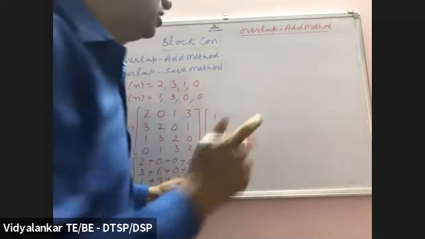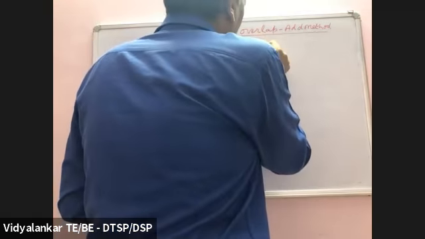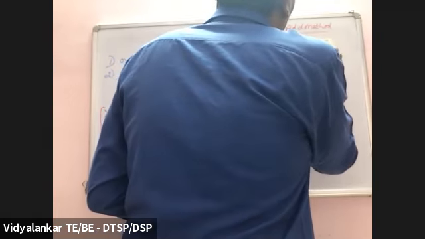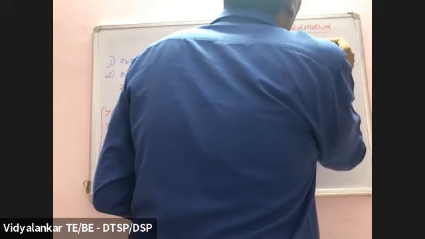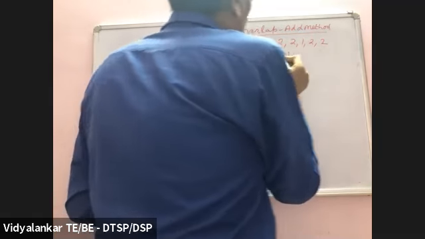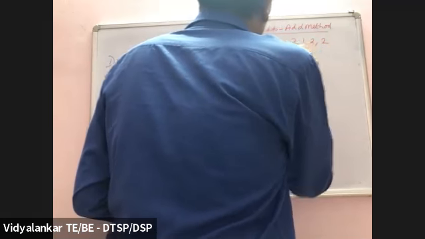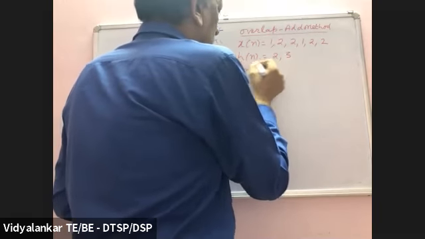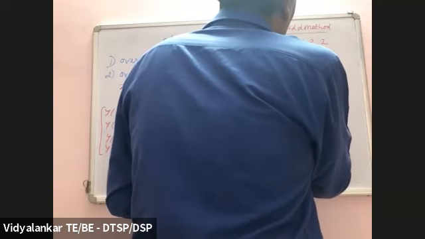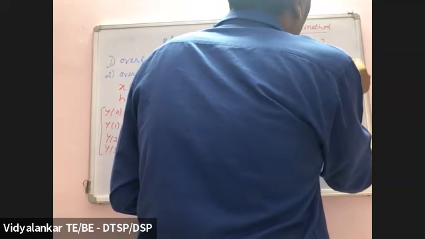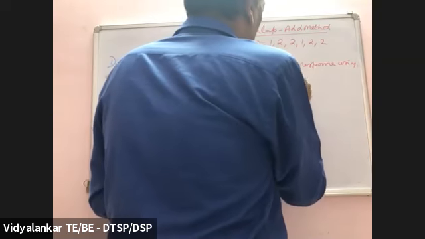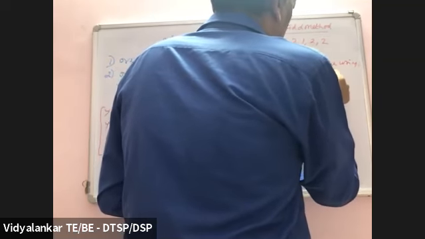In overlap add, how the question comes is X of n will be given, like here 1 2 2 1 2. Find the output response using the overlap add method.